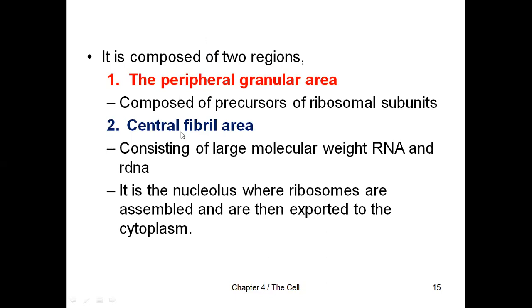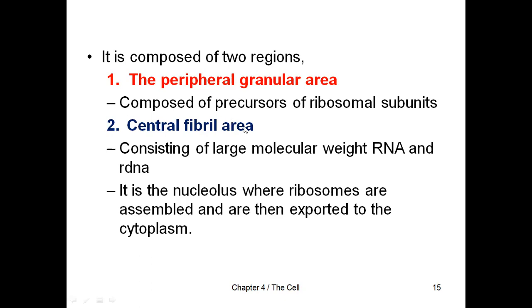The inner region is the central fibril region. The fibril region consists of large molecular weight RNA and ribosomal DNA. Now, this is something very different, a little bit of extra detail compared to your book, and you have to write this down. I will give you the main points on the board also.